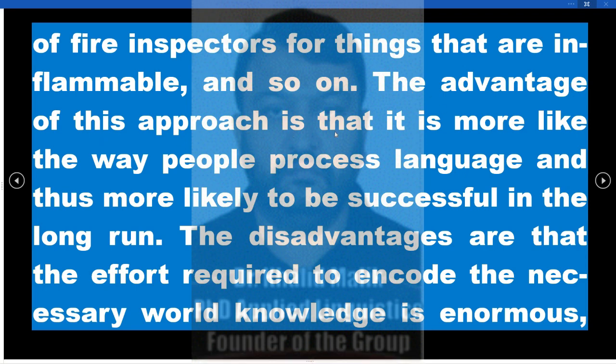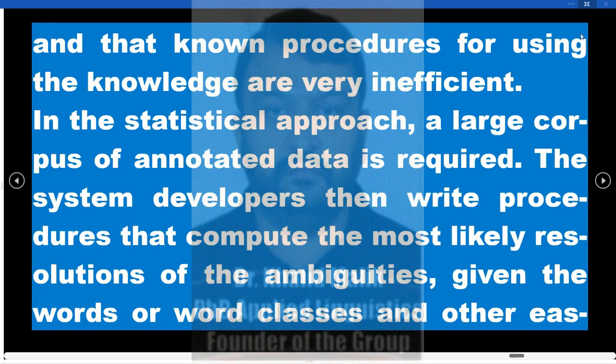The advantage of this approach is that it is more like the way people process language and thus more likely to be successful in the long run. The disadvantages are that the effort required to encode the necessary world knowledge is enormous, and that known procedures for using the knowledge are very inefficient.